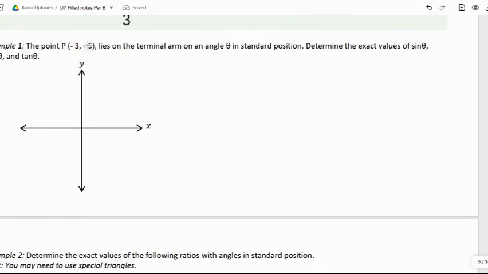We are given that a point P has its coordinates, and that point P lies on a terminal arm in standard position. Determine the exact values of sine, cos, and tan. All right, let's draw that terminal arm. So if that terminal arm is at -3, -6, which quadrant is that terminal arm in? It's in quadrant 3, right? So here's my point. It's -3, -6. And the terminal arm goes from the origin through that point.